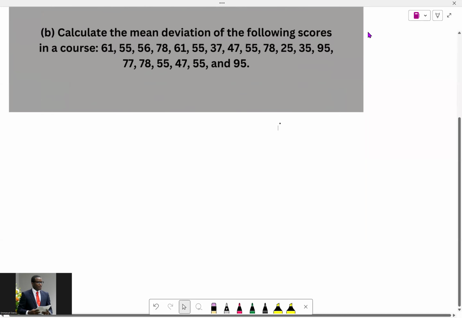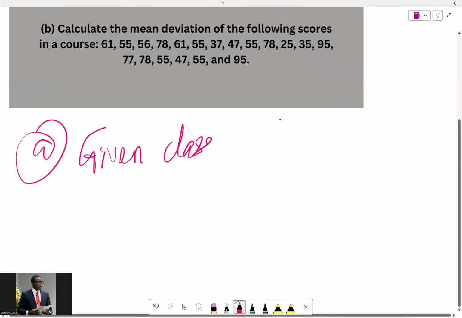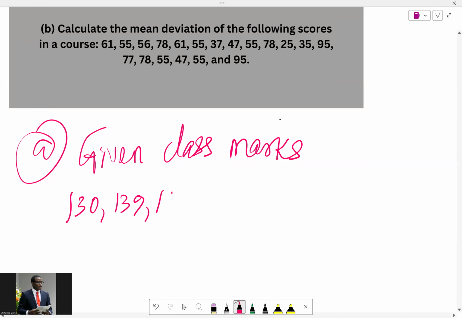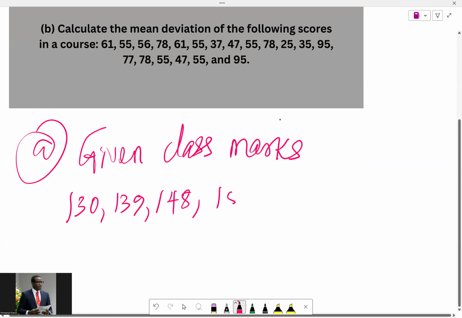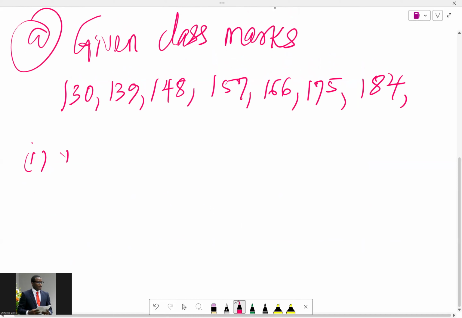Okay, we have the class marks. Given class marks: 130, incremented by 9, 139, incremented by 9, 148, then 157, 166, 175, and 184. Given this, the first thing we want to find is the class interval. So we say 1: to find the class interval.